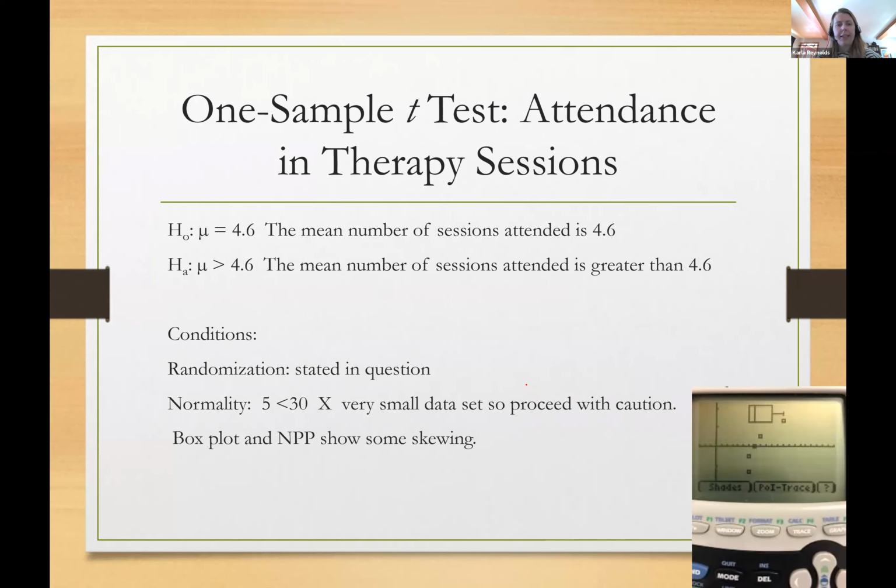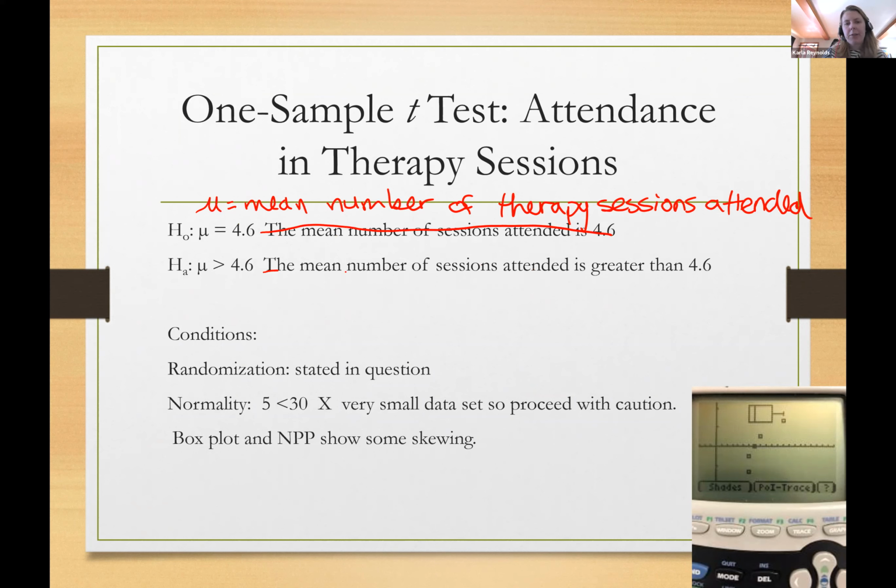First thing, you write your null and alternative like before. As I've said, I've taken to more defining mu up here and then not writing it next to each one separately. So I would just say mu is the mean number of sessions attended, and then not write it next to each one after that. You can do it both ways. I've just changed how I've started doing it.